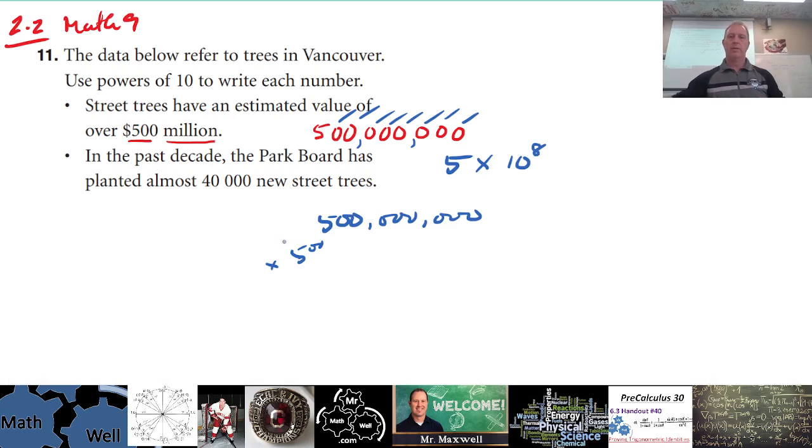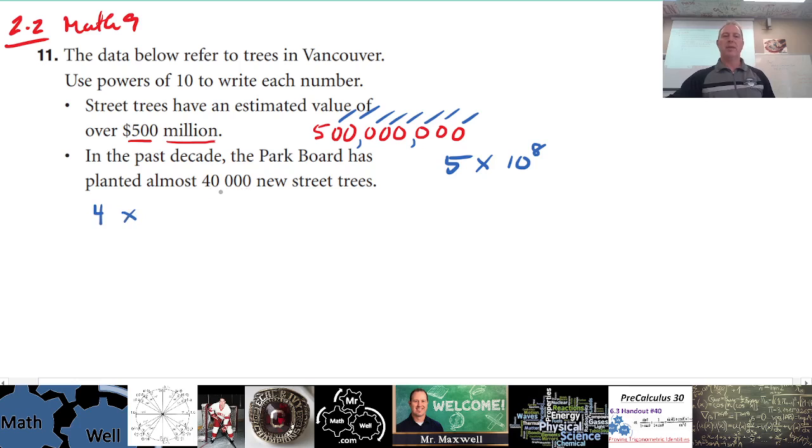Okay with that? Next one, in the past decade, the park board has planted almost 40,000 new trees, 40,000. So that one's pretty straightforward as well. Not too complicated. That's going to be 4, because it's not a 1, so it's 4 times what power of 10 would that be? If this was a 1, this would be 10 to the power of what? 1, 2, 3, 4. Perfect. 10 to the power of 4.